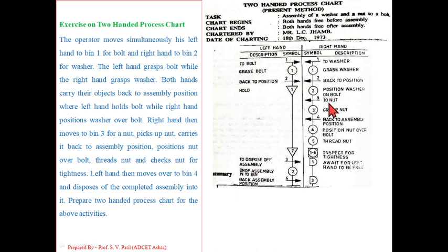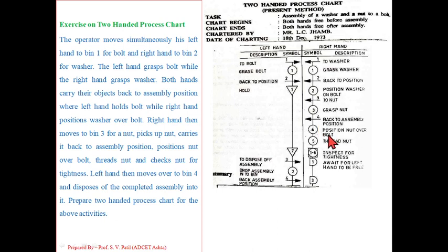Now the remaining part: the right hand then moves to bin 3 for the nut, picks up the nut and carries it back to the assembly position. So the right hand moves to reach the nut, a transportation symbol. It grasps the nut and moves back to the assembly position again, so that is a transportation. We give it a number; you know the logic of how to assign these numbers.